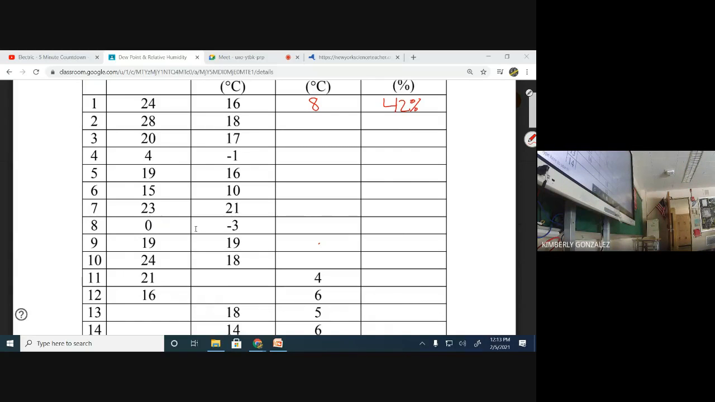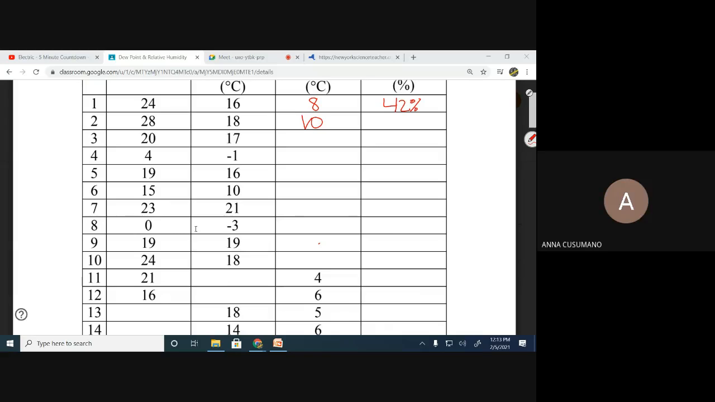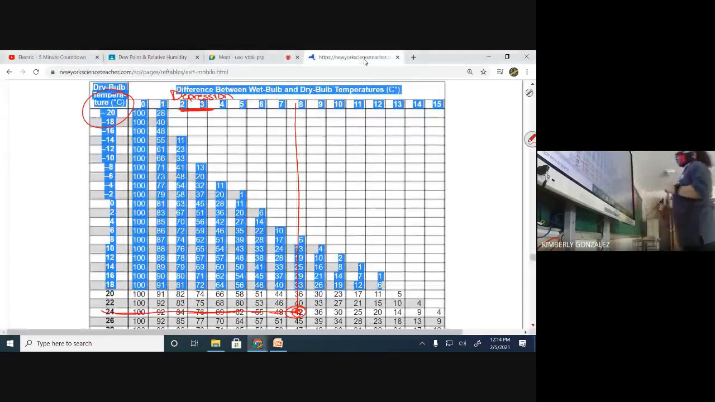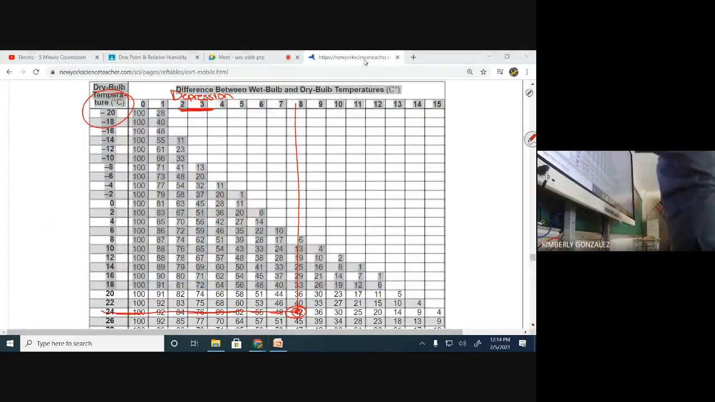Okay, so what is 28 minus 18? 10. So what should the relative humidity be? 32%. Agree or disagree? Oh, wait. 36. 36. All right, oh, my fault. It's okay, but this is why we're doing practice. So when you're looking at it, I don't know why it's all highlighted, but we'll go with it.